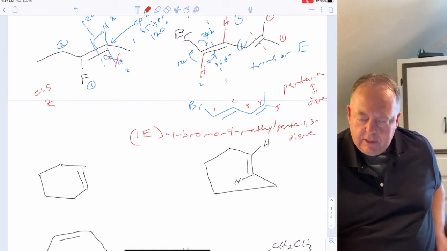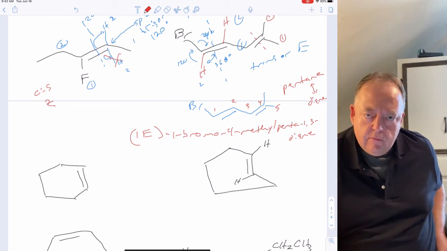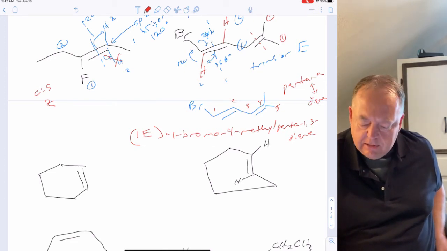So 1 double bond would be ene, 2 double bonds diene, 3 double bonds triene, 4 double bonds tetraene, 5 double bonds pentaene, and so forth.